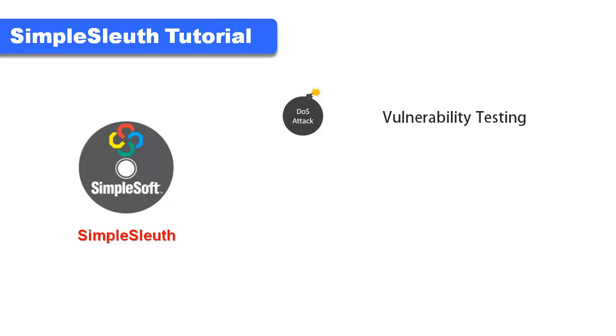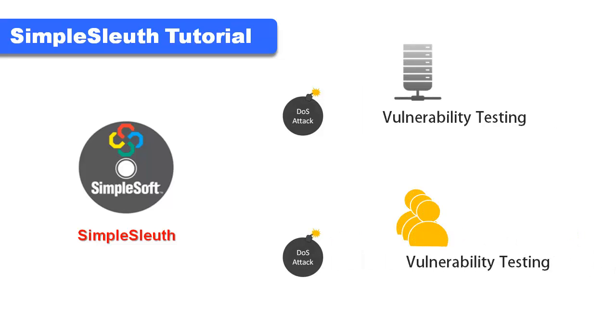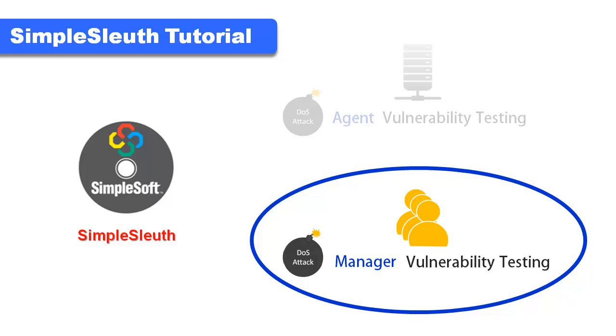Simple Sleuth is a vulnerability tester that checks for vulnerabilities through SNMP-based denial of service attacks in both agents and managers. In this short tutorial, we'll show you how you can benefit from SimpleSoft's vulnerability testing for managers. We also have a separate tutorial on testing vulnerabilities in agents on our YouTube channel.